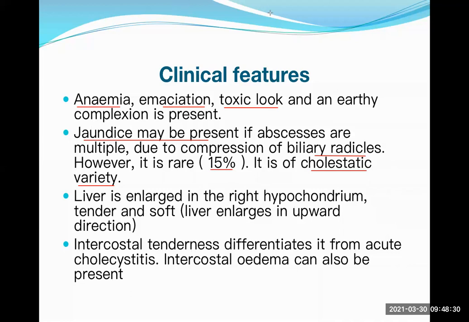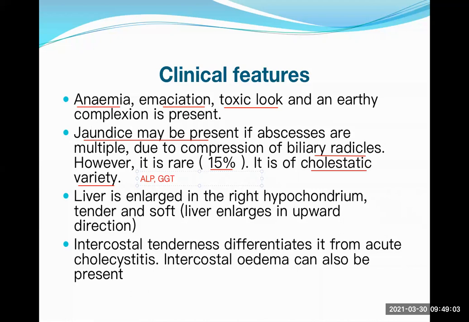Anybody? It's a difficult question. AST or ALT elevated? Elevated, sir, the enzyme there we measure. GGT. Good. Now see here, it is a cholestatic jaundice because it is compressing the biliary duct or biliary radical. Cholestatic jaundice means if I do the liver enzymes, the most important liver enzyme will be ALP, alkaline phosphatase, or GGT, gamma glutamyl transpeptidase.